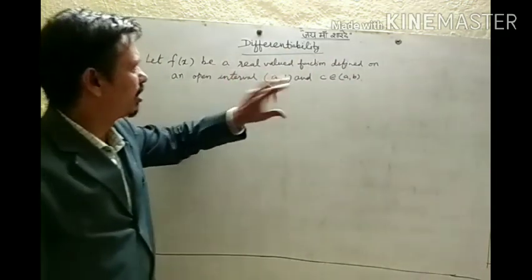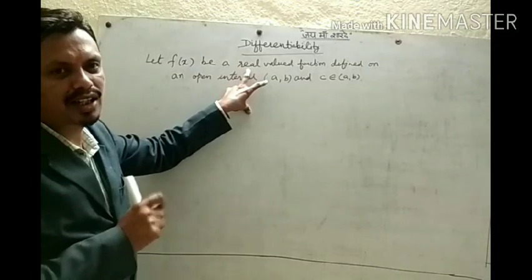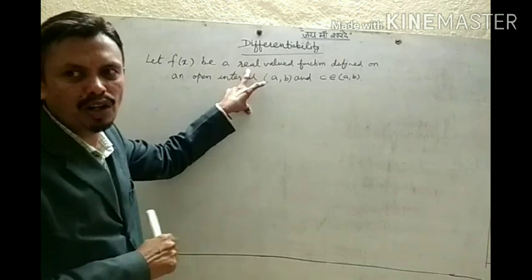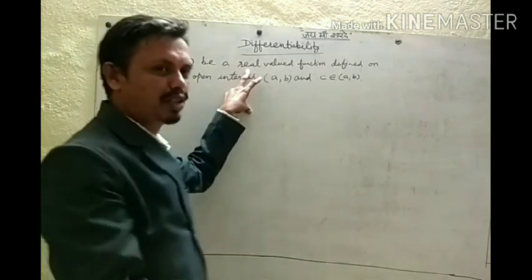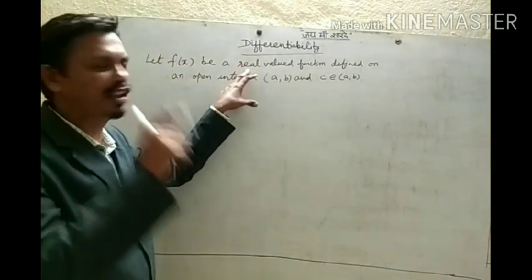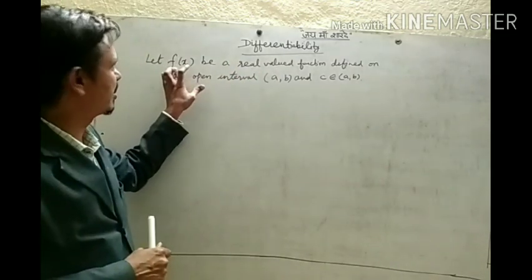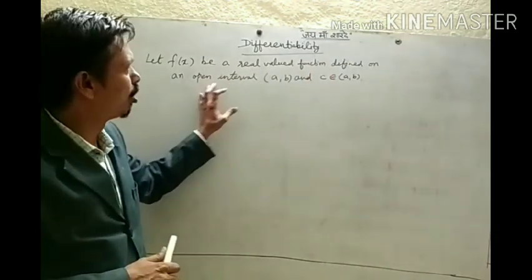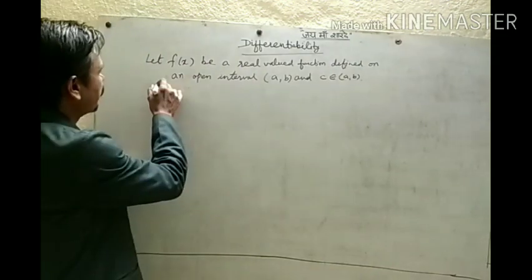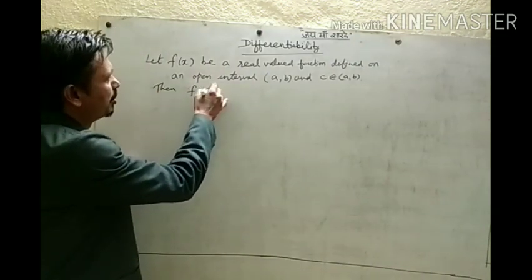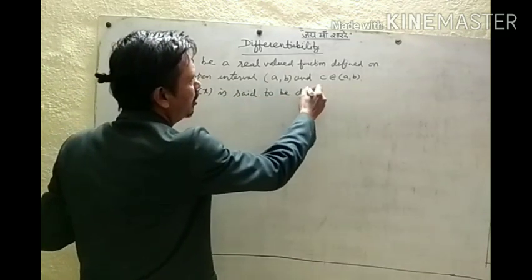A function is said to be a real valued function if its range is either the set of real numbers or any subset of real numbers. Okay? Any subset of real numbers or the set of real numbers is the range of the function, then it is said to be a real valued function. So if f of x is a real valued function defined on the open interval (a, b) and c is any point in this interval, then f of x is said to be differentiable.